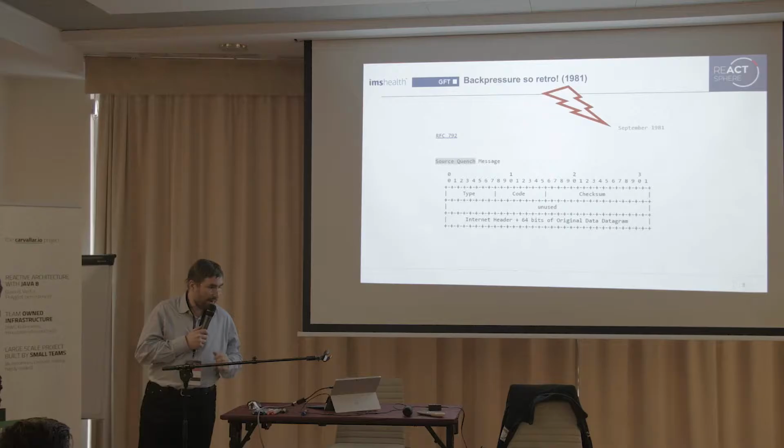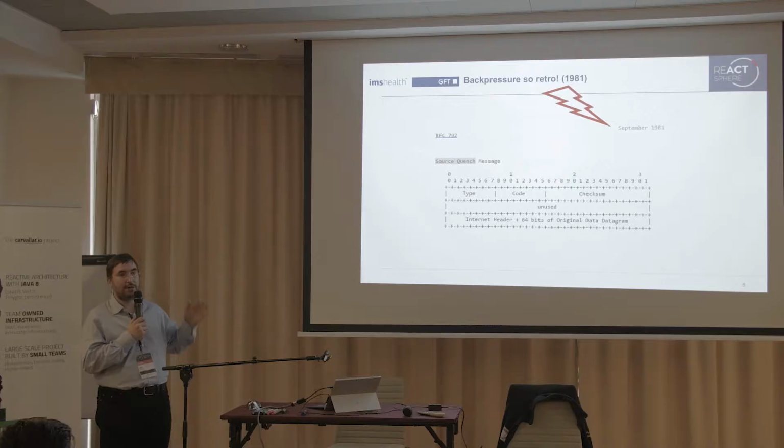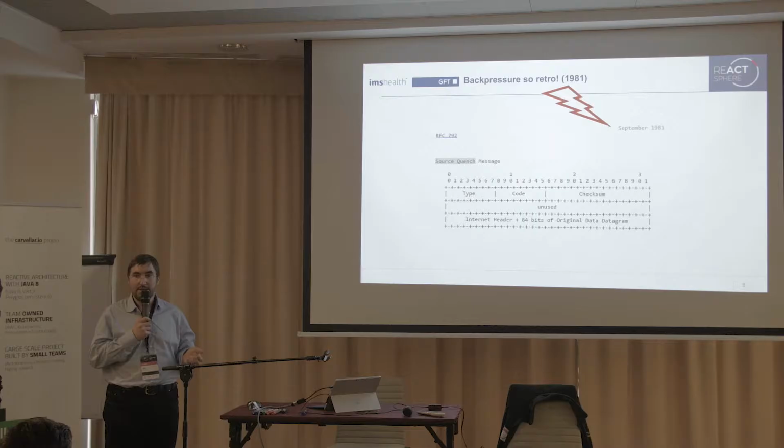One of the retro things that Akka has, I've already shown you, is back pressure. Back pressure is quite universal. This is actually the source quench message from ICMP saying, please stop going so fast, I cannot process your data. So this is a universal quality, which is very important in processing.